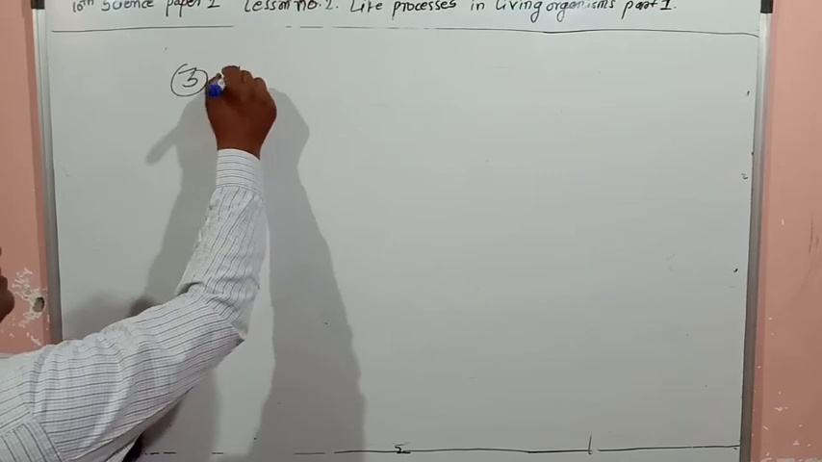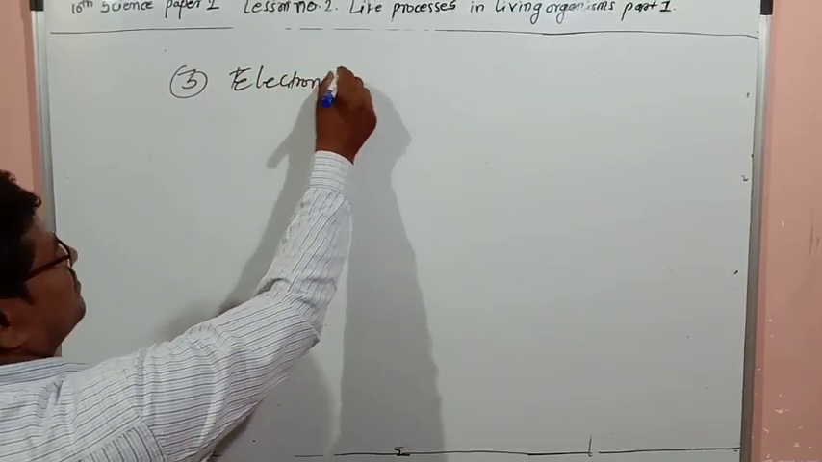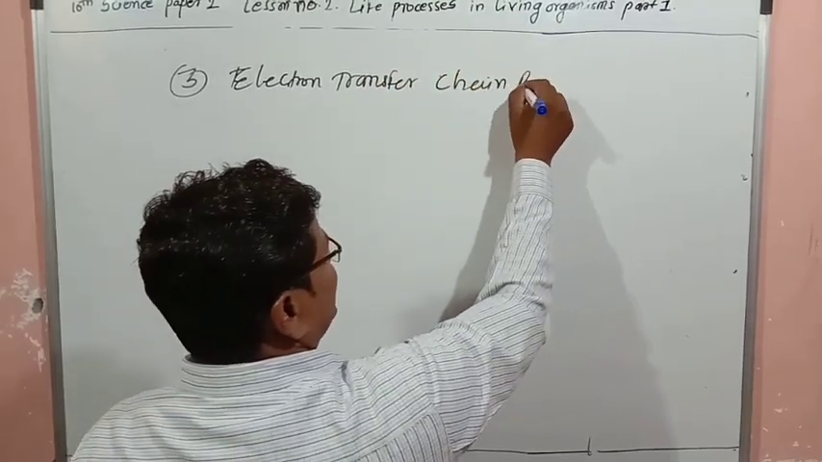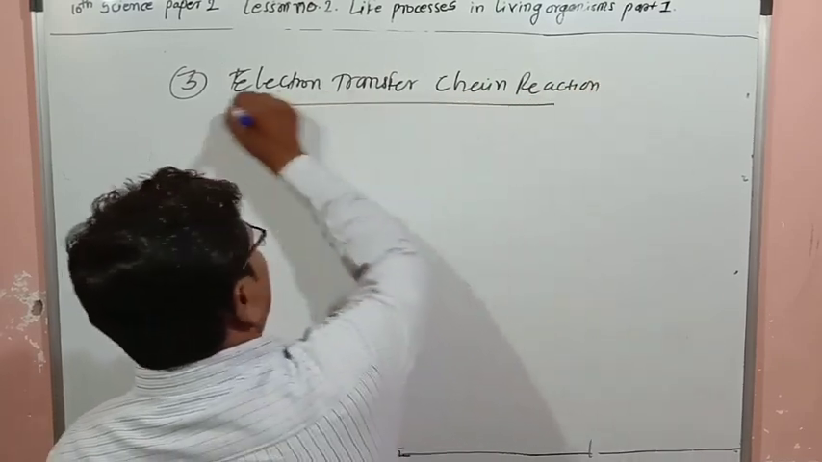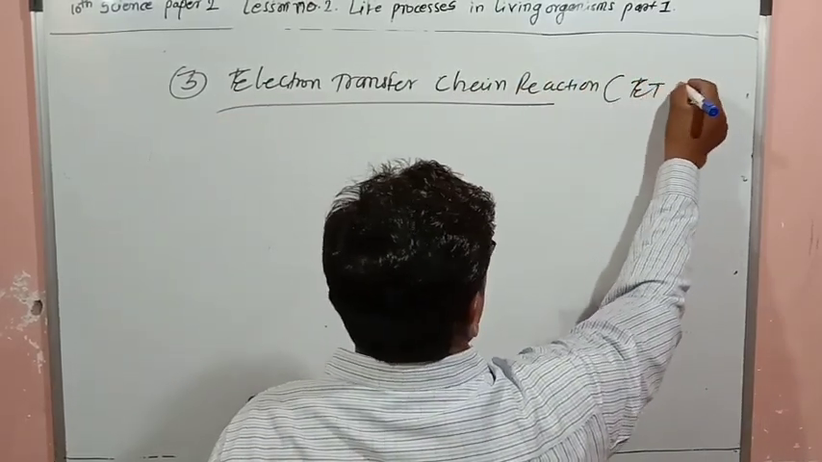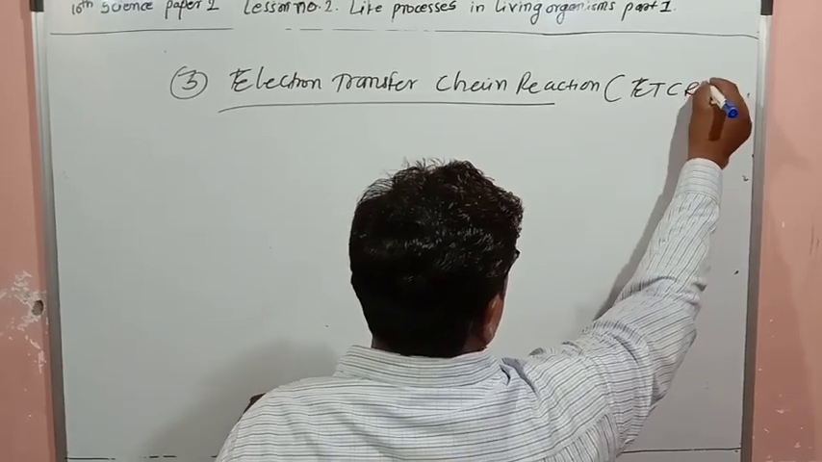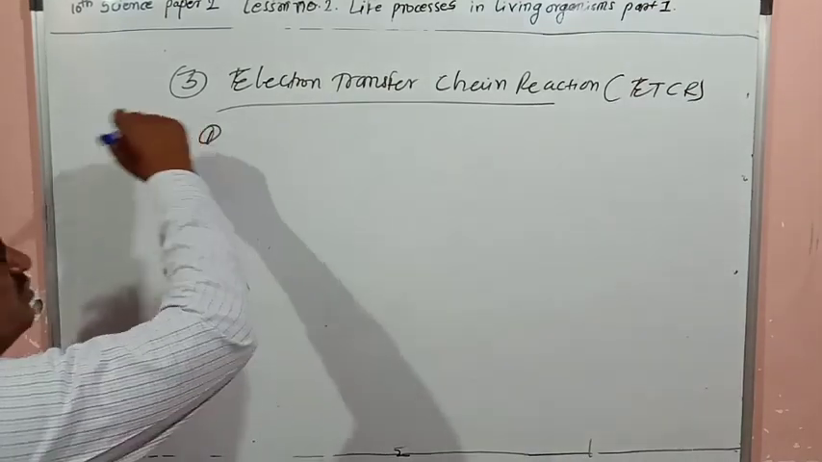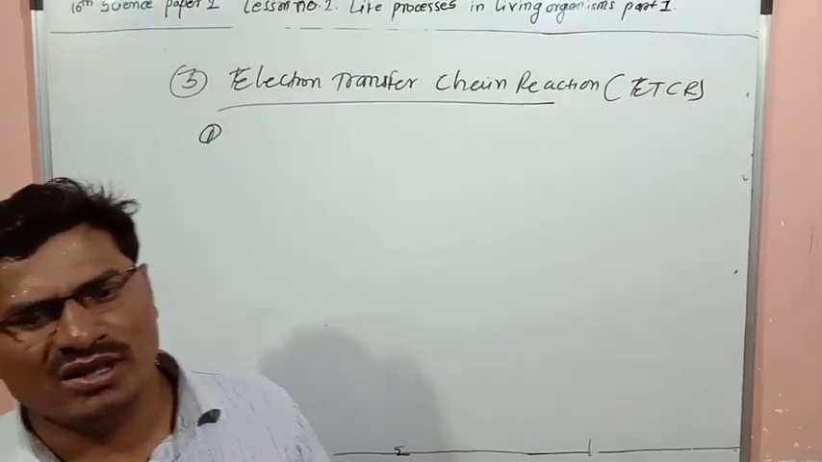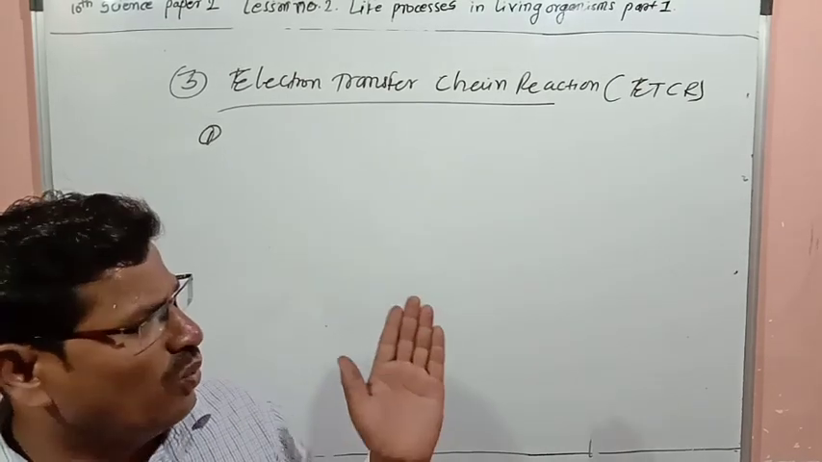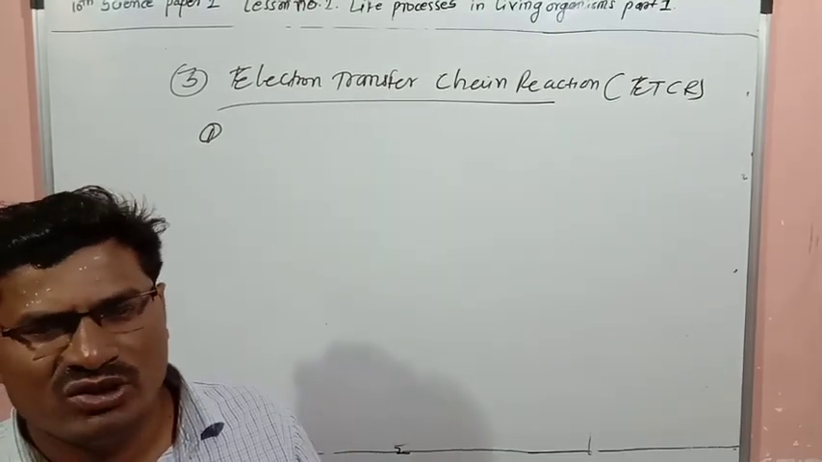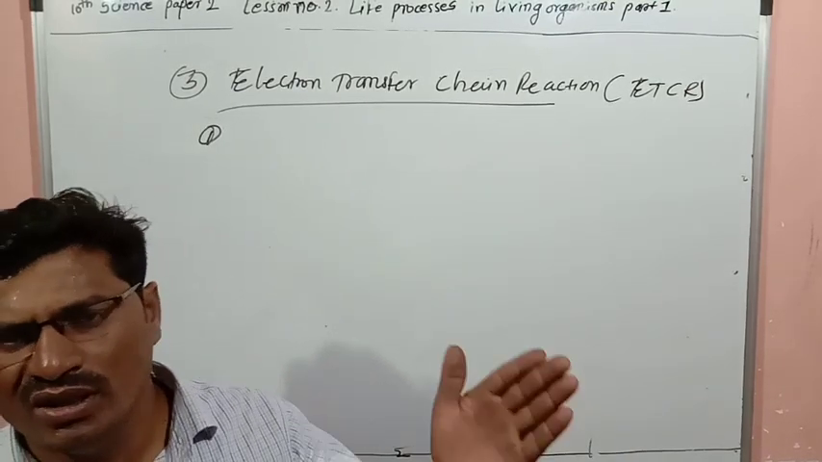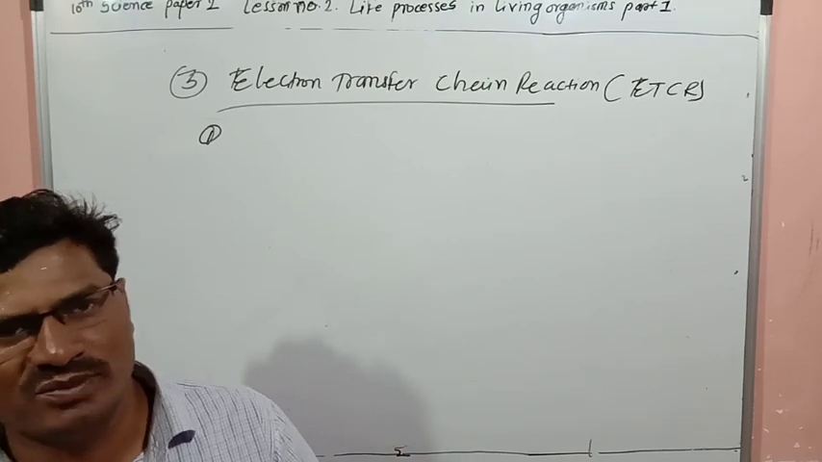The third one is the electron transfer chain reaction, also called ETCR. We'll study it point-wise. In the electron transfer chain reaction, whatever molecules of NADH2 and FADH2 are produced in glycolysis and in the TCA cycle will take part in the electron transfer chain reaction.